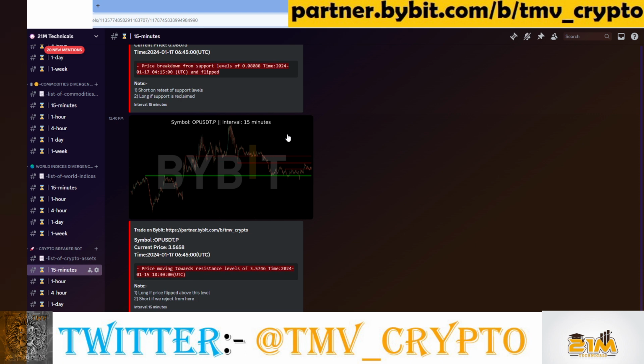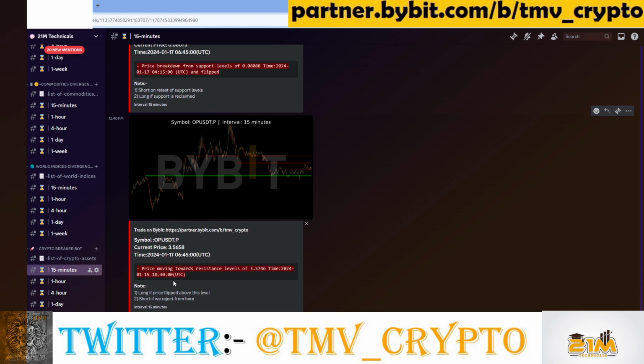Now you're going to see two notifications mainly. The first notification, as you can see on the screen, is for OP USD perps, current price 3.5658. This was the time when the notification came. That's an actual real-time notification, with the price moving towards our resistance level of 3.5746. Now this is the time and the date for the levels, the time at which that level was identified.